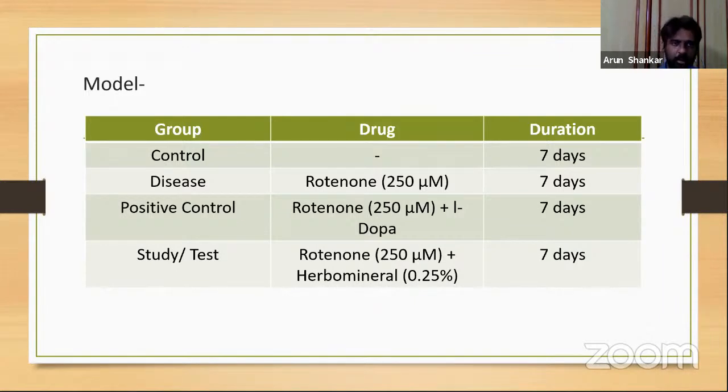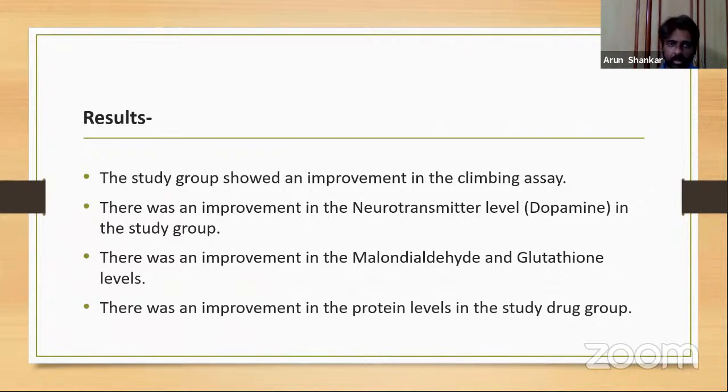And in my final study group, I used the herbomineral at a concentration of 0.25% of the total medium. On the 8th day, we carried out certain parameters such as the climbing assay and estimation of dopamine and protein levels. It was clearly observed that there was a significant improvement in the climbing assay, in the motor ability of the Drosophila flies in the group where the abragbasma or the herbomineral was given. And there was a significant improvement in neurotransmitter level also.